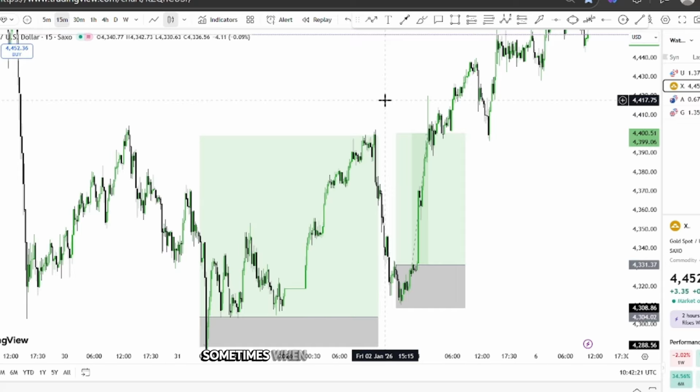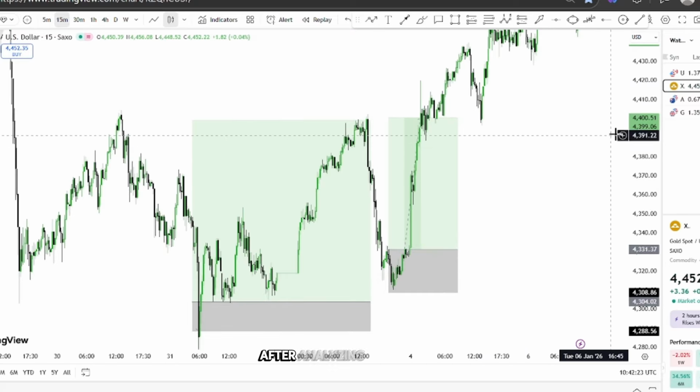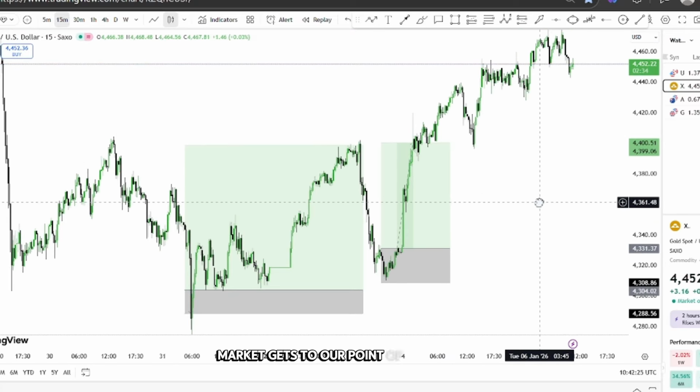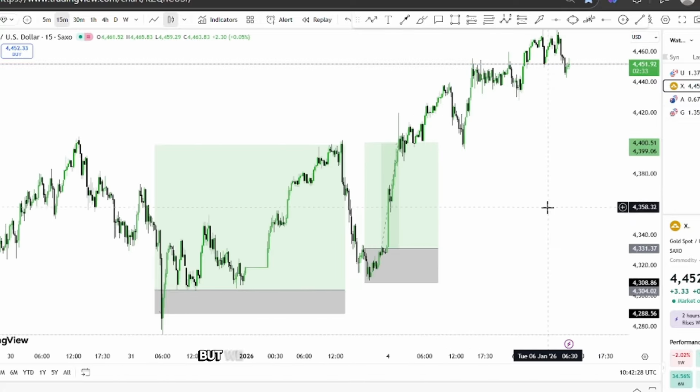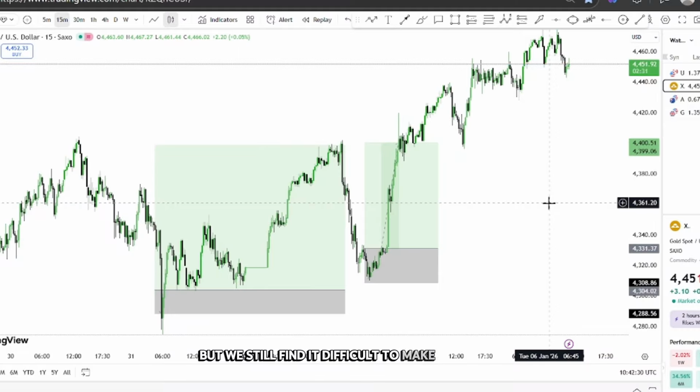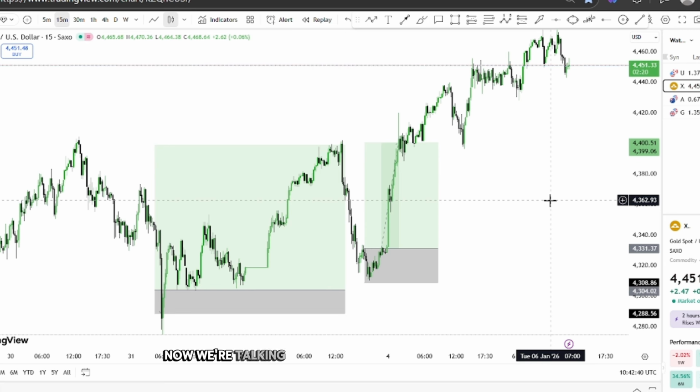That's why you see sometimes when we are analyzing the market, after analyzing, the market gets to a point of interest, POI, but we still find it difficult to make the entry. That's because we don't have a well-defined entry model or models. Okay, so now we're talking about anticipation and confirmation. First of all, we start with anticipation entry.